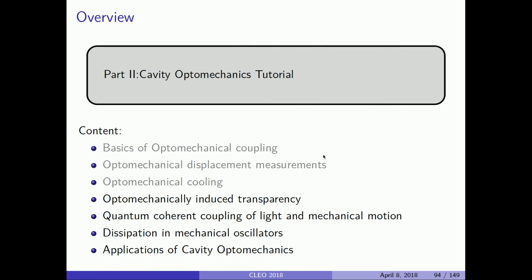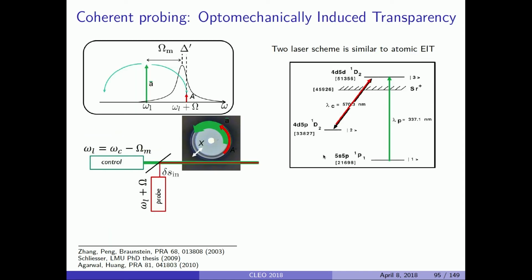So in the second part, I'd like to switch gears a little bit and talk about just classical effects before talking about some parts, again, that are quantum mechanical. I'd like to talk about what happens if you have a mechanical oscillator, an optomechanical system, with 2 laser fields. I'd like to talk about the effect of optomechanically induced transparency, and then talk about dissipation of mechanical oscillators and also really applications of optomechanics. And so I start with the phenomenon of optomechanically induced transparency.